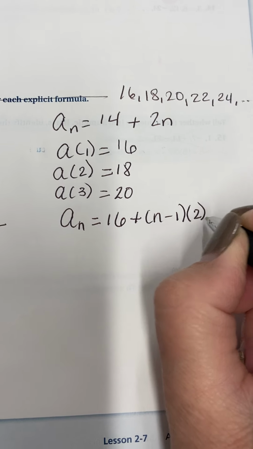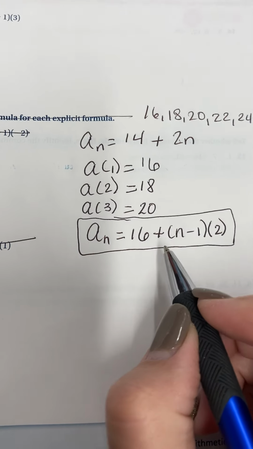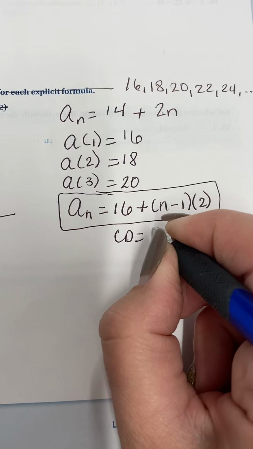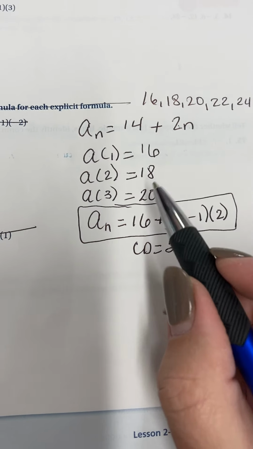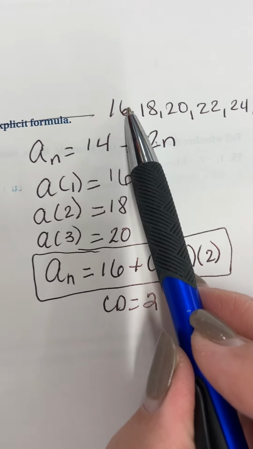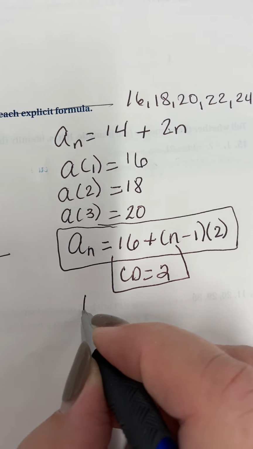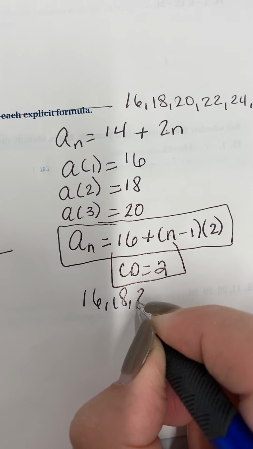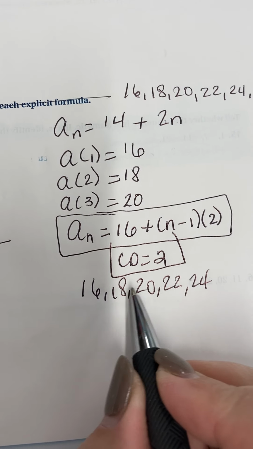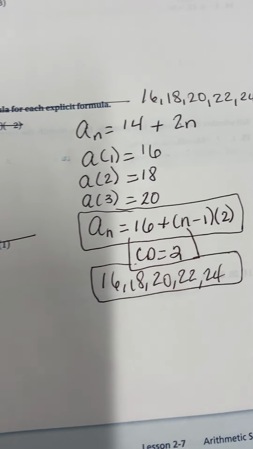Well, the common difference is 2. So here is the explicit formula, and then it asks you to find the common difference. Well, the common difference is 2. Then it asks to list the first 5 terms. Well, I already have the first 5 terms here, I guess. So as an answer, I would write 16, 18, 20, 22, 24, and those are the first 1, 2, 3, 4, 5, the first 5 terms. All right, so that's how you're going to do that one.